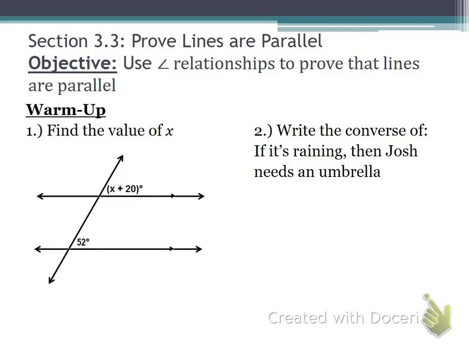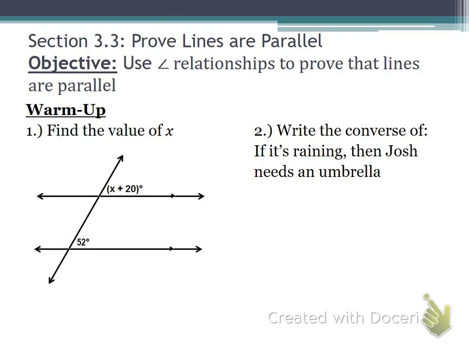Today we are doing section 3.3. It is going to look and sound very familiar for those of you that were here for 3.2. We are going to use angle relationships to prove that lines are parallel. So yesterday we started with parallel lines, and therefore we knew certain things about the angles. Today we are going to start with the angles and decide if lines are parallel or not. So it'll seem very similar.